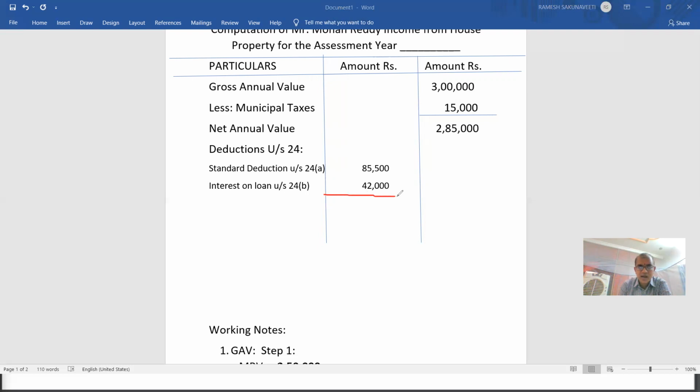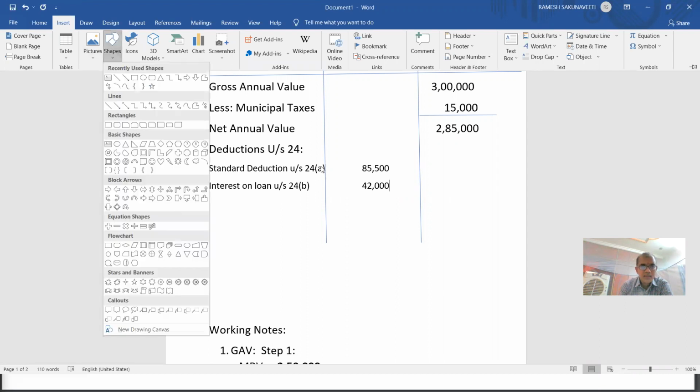Remaining expenses you will not allow. Please remember, remaining expenses will not come. Only interest on loan. Sorry, interest on loan. That's all.